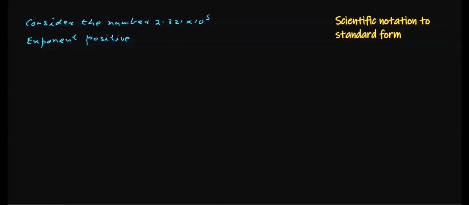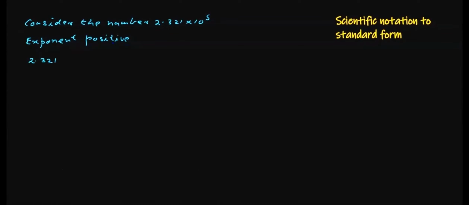If we move the decimal point 3 places, we get the number 2321. Now we have to move the decimal point another 2 places. So we add 2 zeros to get the number 232,100. This is the number in standard form.